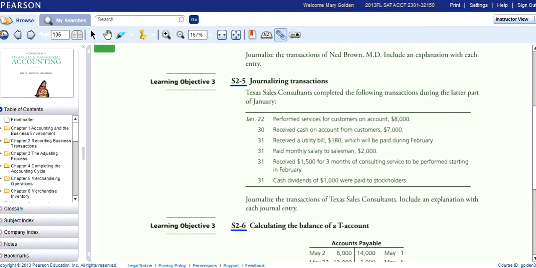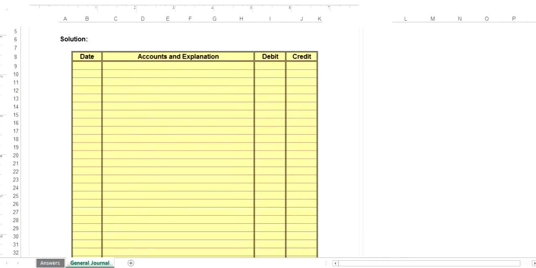So I'm going to move over to my worksheet. Again, this is my general journal. And our first transaction, our problem says that Texas sales consultants completed the following transactions. And our first one happens on January 22nd. We performed services for customers on account for $8,000.